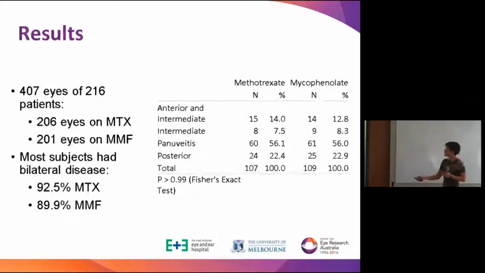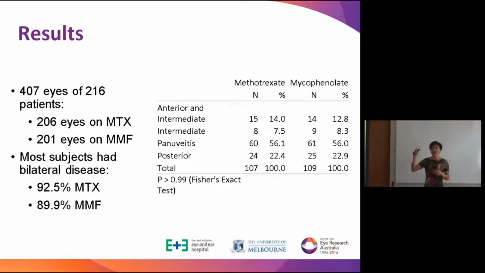We had 407 eyes of 216 patients. Most of them had bilateral disease, and you can see the spread here. Now, currently the manuscript is under review with JAMA, so at the moment I can't actually show you the results, but I can certainly let you know that the initial primary paper has shown the cheaper drug, methotrexate, is actually better than mycophenolate, which is quite different to how we've always thought in the uveitis community. It was always thought that mycophenolate would be better than methotrexate. But we actually found with this randomized trial that's not the case.